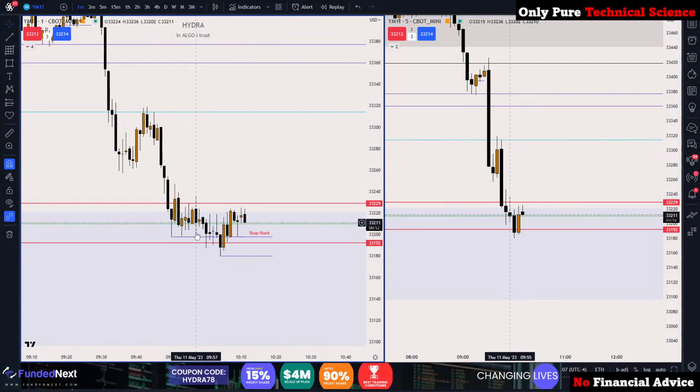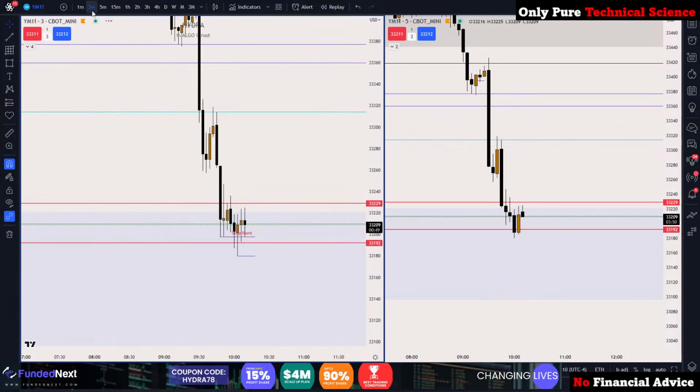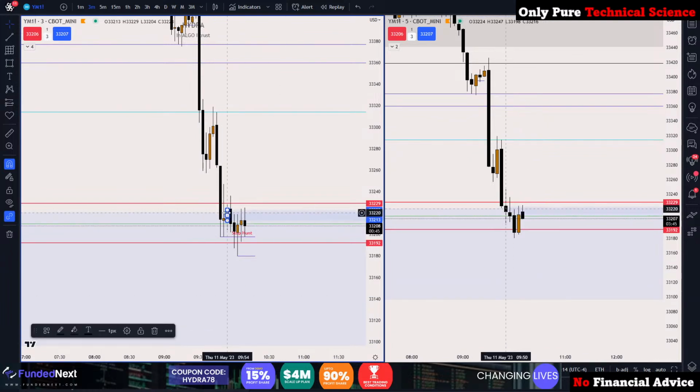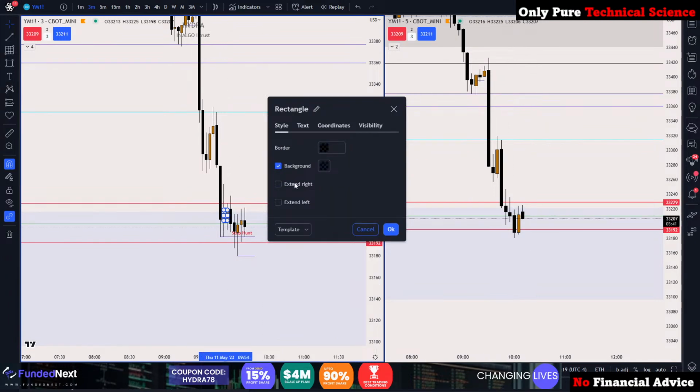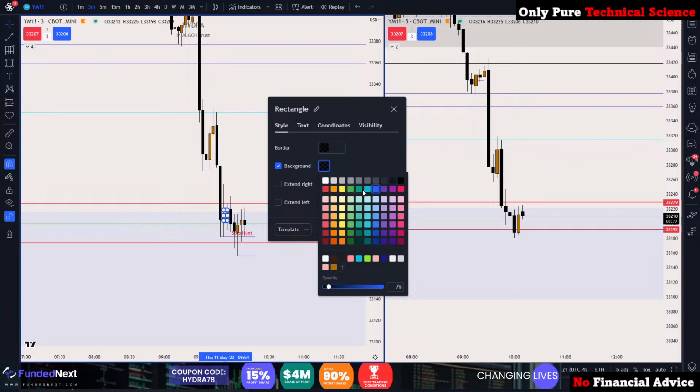These up close candles become our breaker block. Let's see if it's clear on the 3-minute chart. Yeah, this candle's right here. Extend right, background.